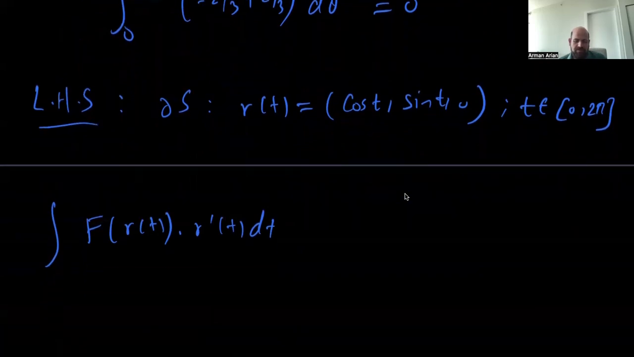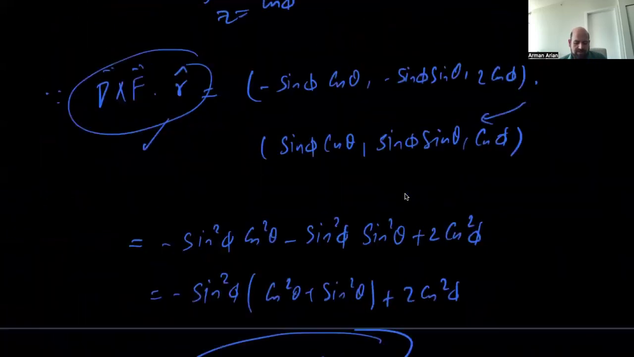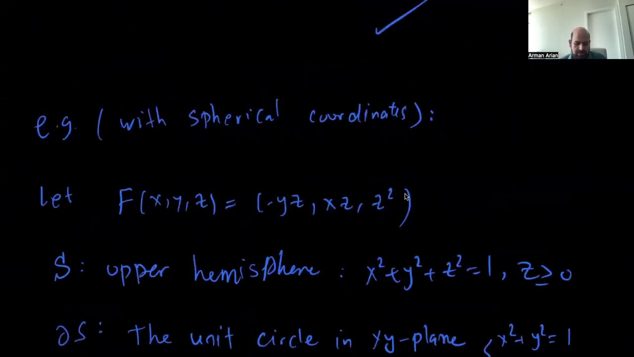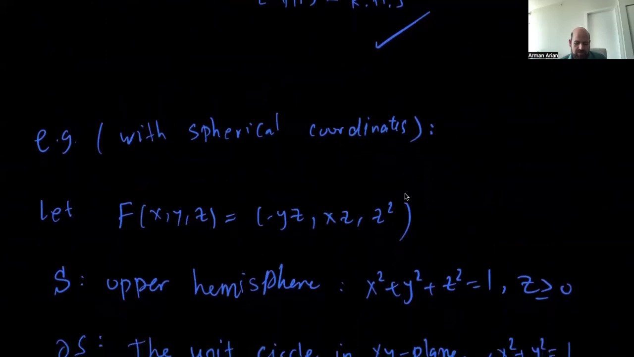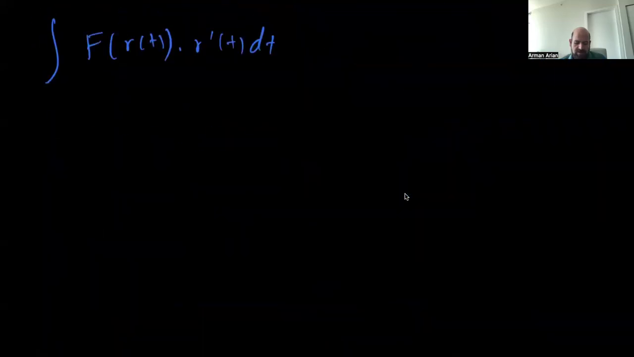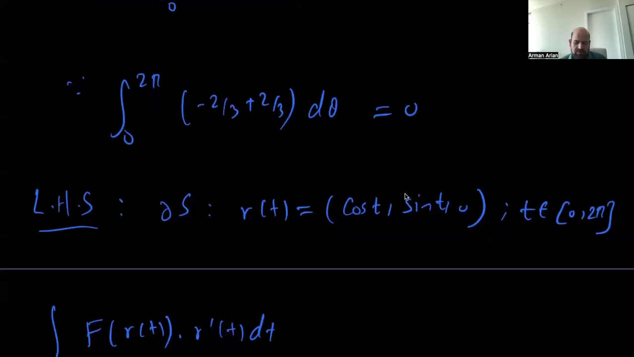So f of R of t, so what was f? Let's go back. So f was minus yz, xz, and z squared. But z is 0 here for the parameterization of R. Z is 0 because R is cos t, sine t, and 0.